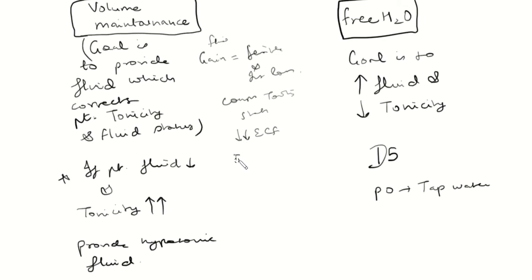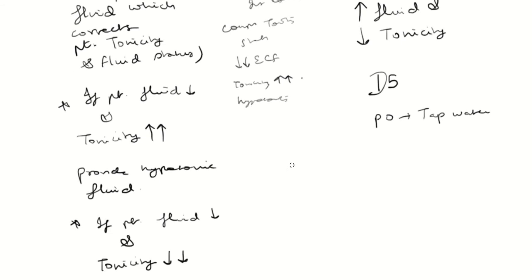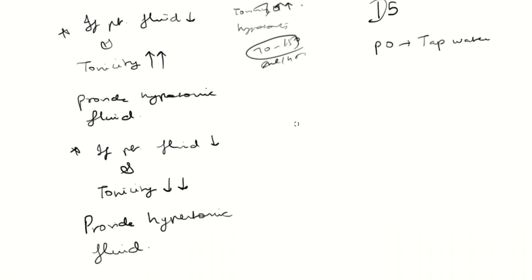If the tonicity of the patient is high, then there's a propensity to give hypotonic fluid. Remember, this is maintenance. These are low doses, usually running 70 to 150 ml/h. If the patient's tonicity is low, slow, 70 to 150 cc's/h of hypertonic.